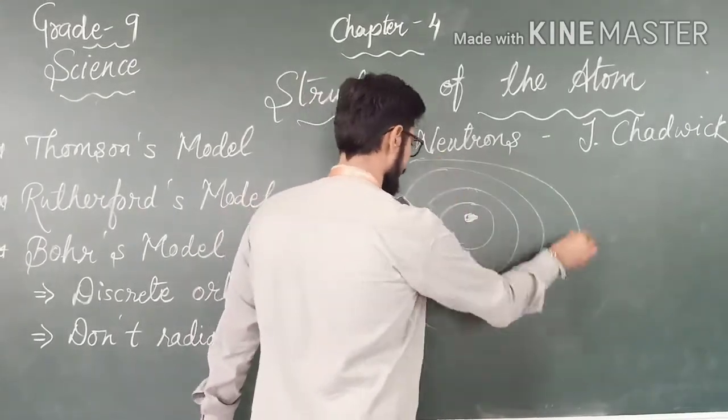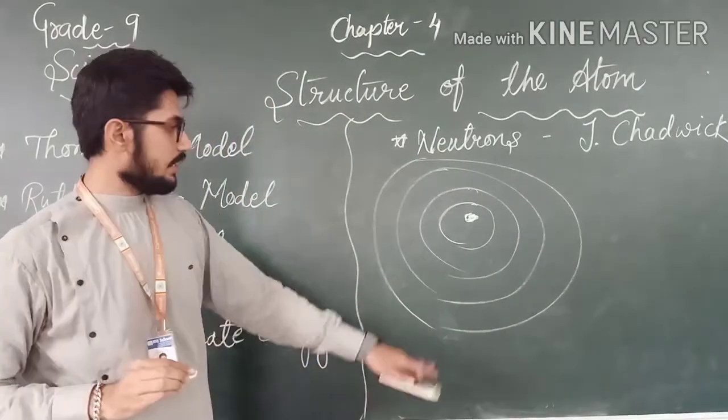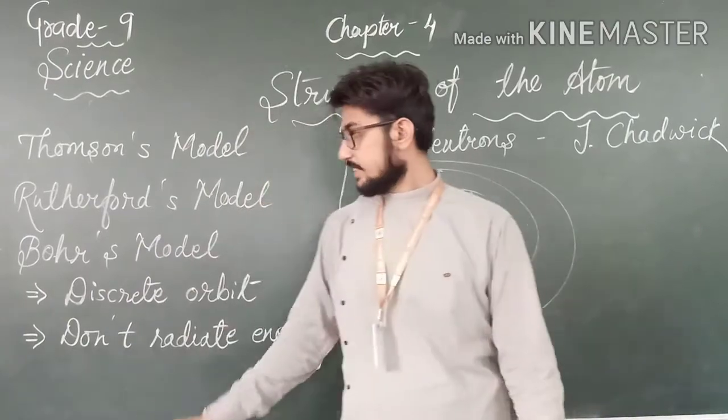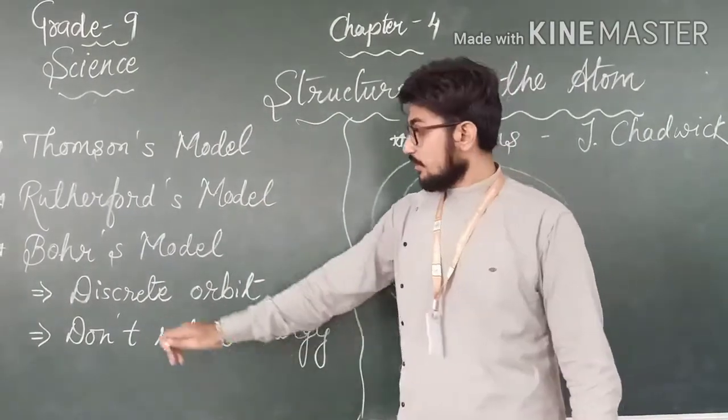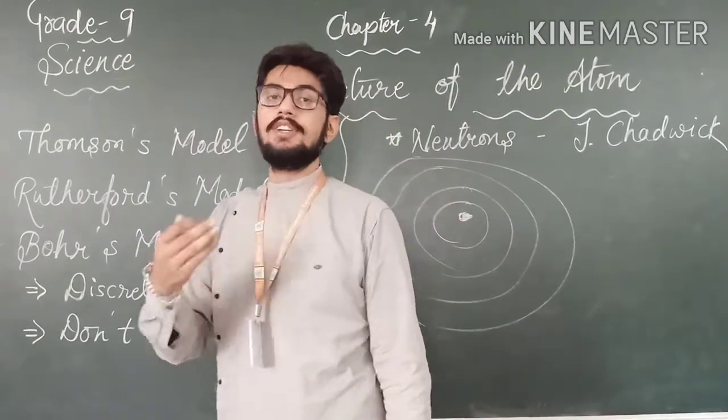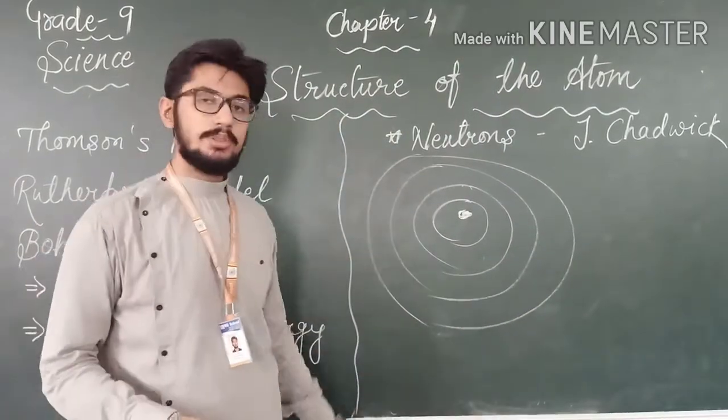You can see it like something our solar system. As you can see, the atom will look something like this. It is given by Bohr's model. The first postulate given by Bohr's model is discrete orbits. Discrete means different orbits, so we are having different orbits over here.